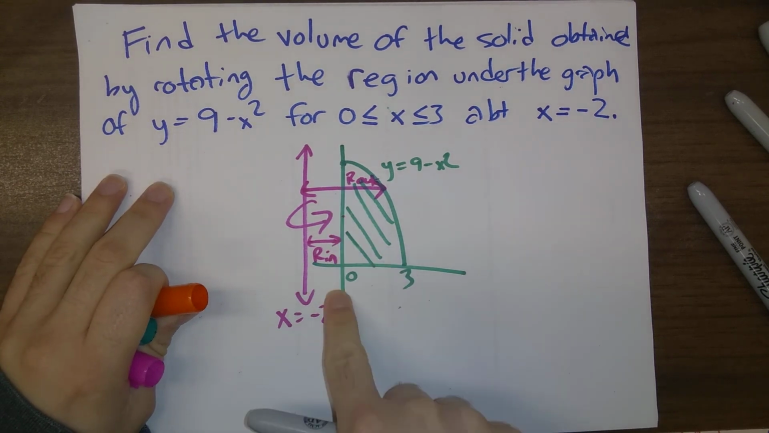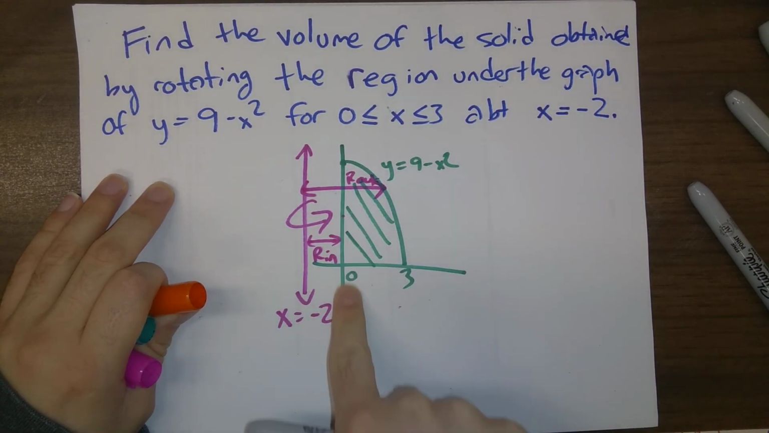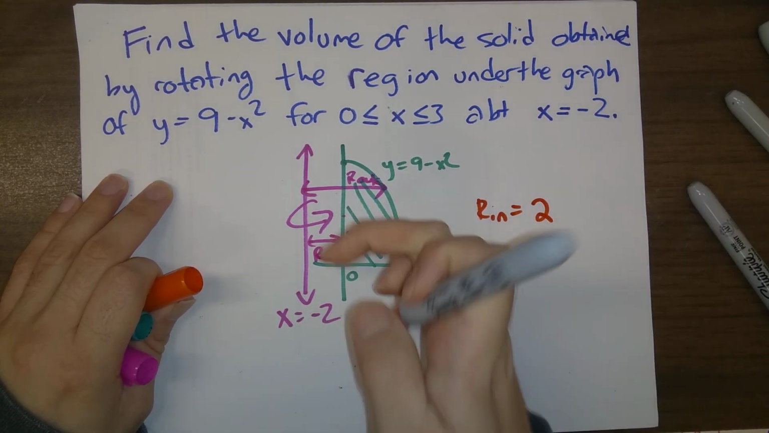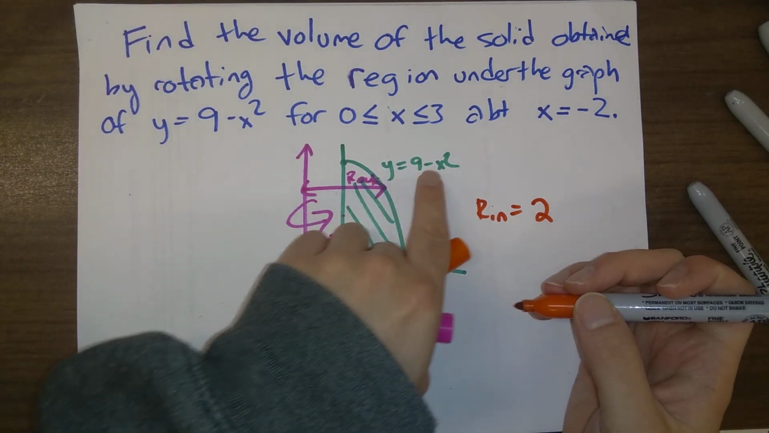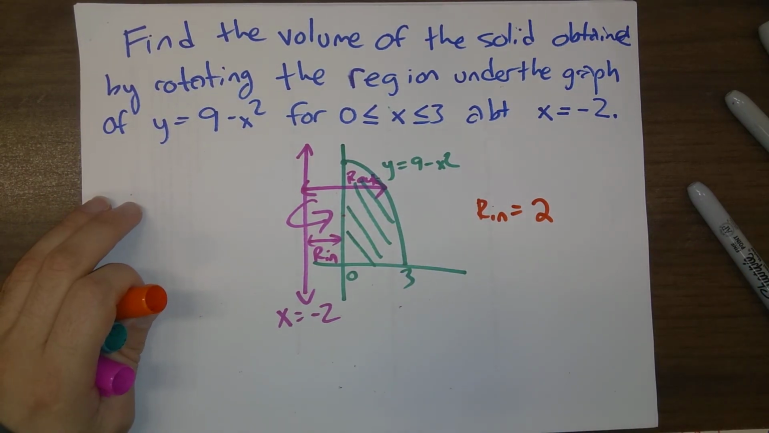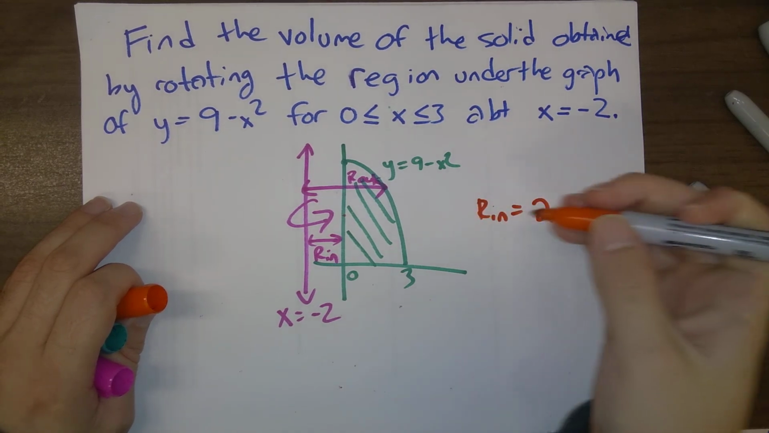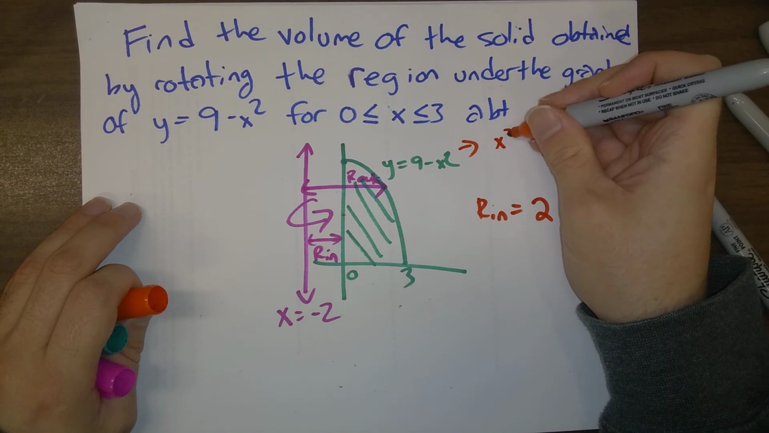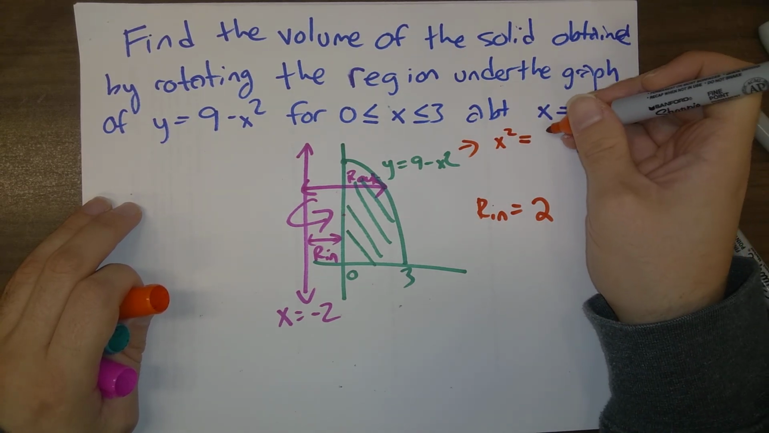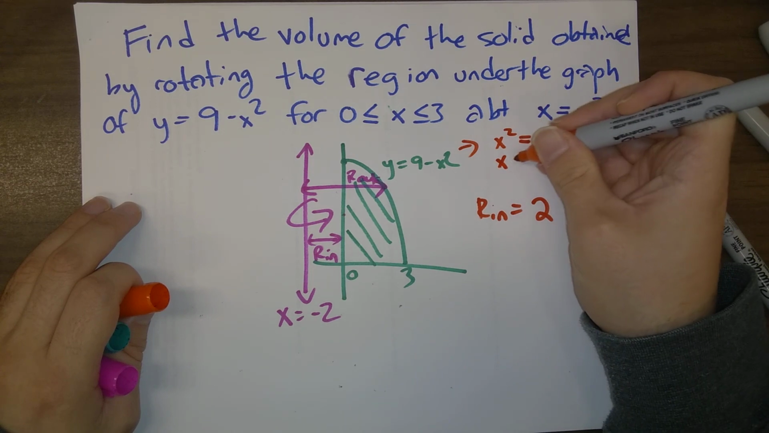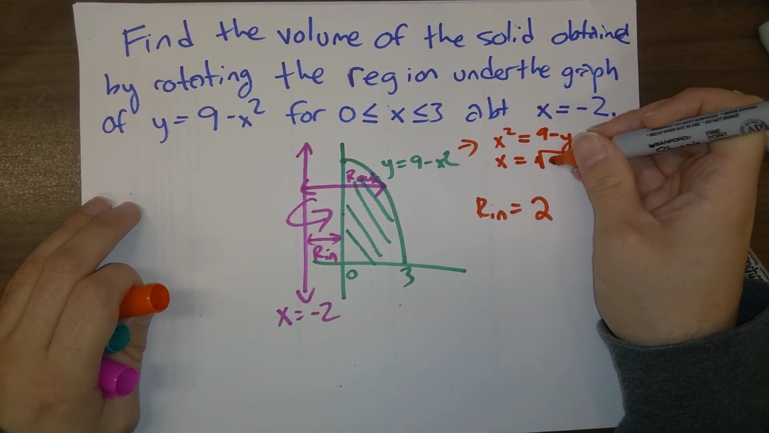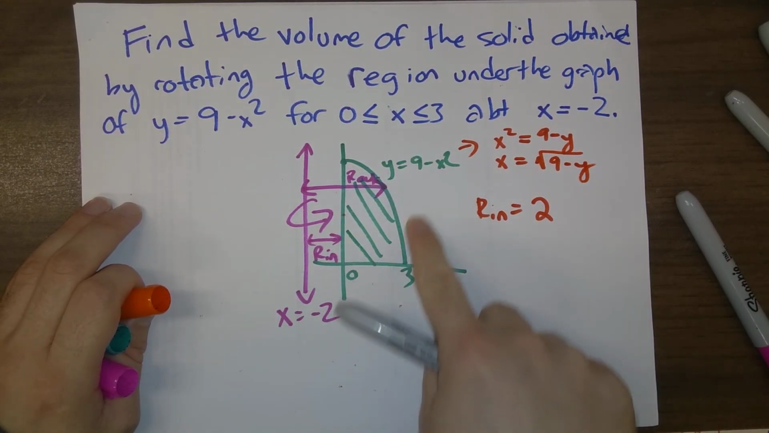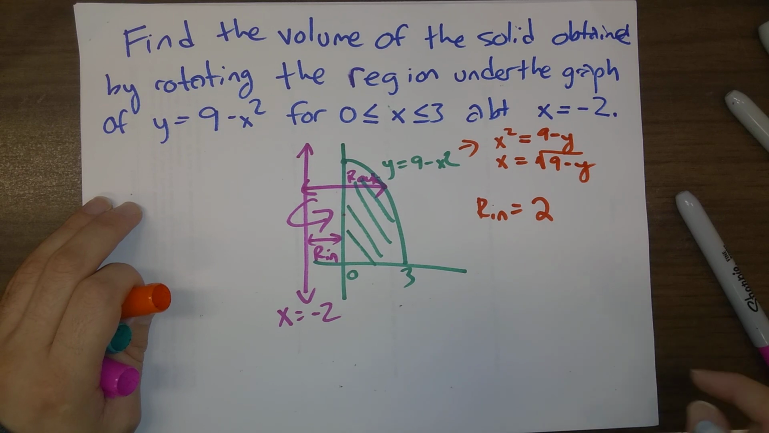The inner radius, well, here this is x is equal to 0 to x is equal to 2, so the inner radius is going to be 2. And then y is equal to 9 minus x squared. If we solve this for x in terms of y, we end up with x squared is equal to 9 minus y. x is equal to the square root of 9 minus y. It could be plus or minus here, but because we're over in this part of the graph, we want the positive square root.